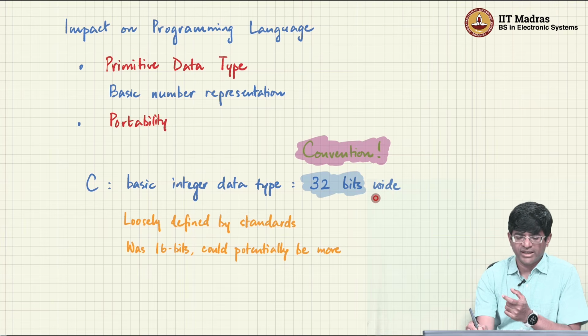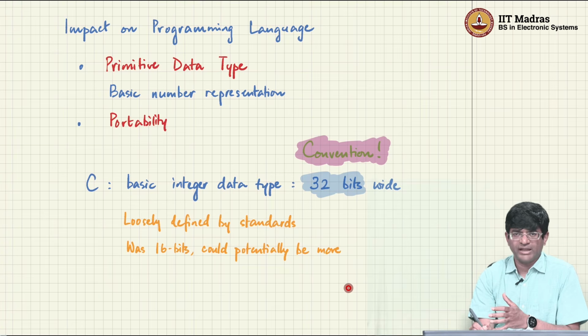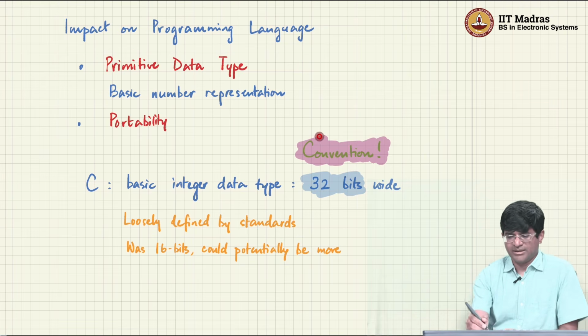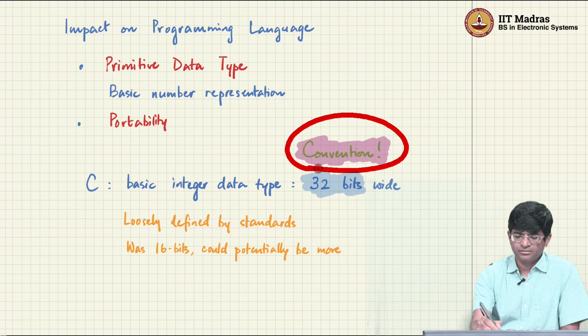Why do I say modern variants? Because it was not always the case. There were scenarios where you had 16-bit integers. In fact, the C language reference is sort of vague on this point. You could potentially even have a larger integer if you go towards processors with bigger registers. So, like I said, this is part of convention.